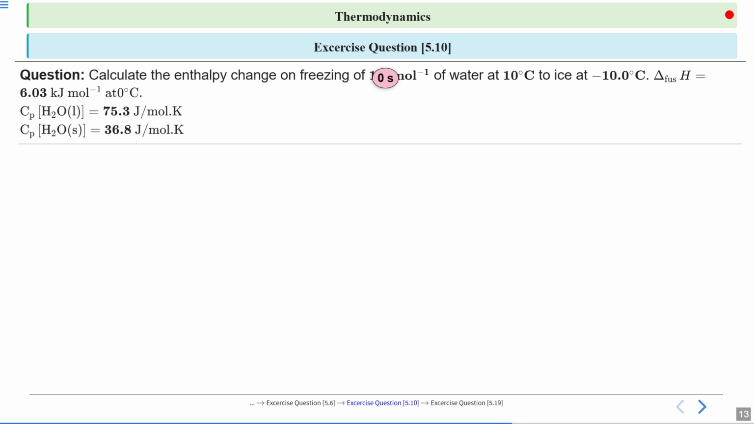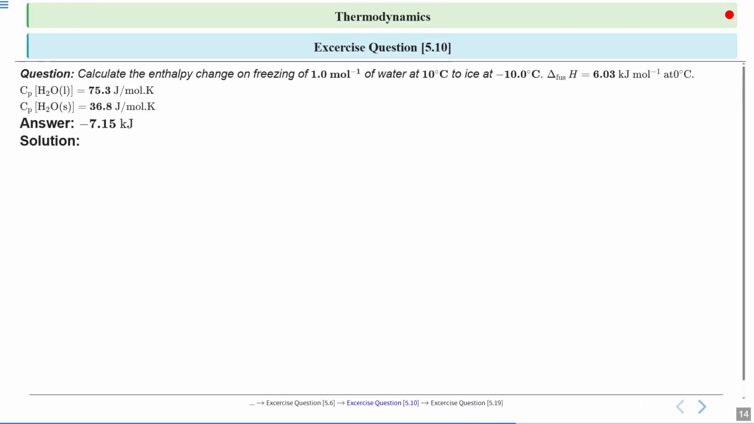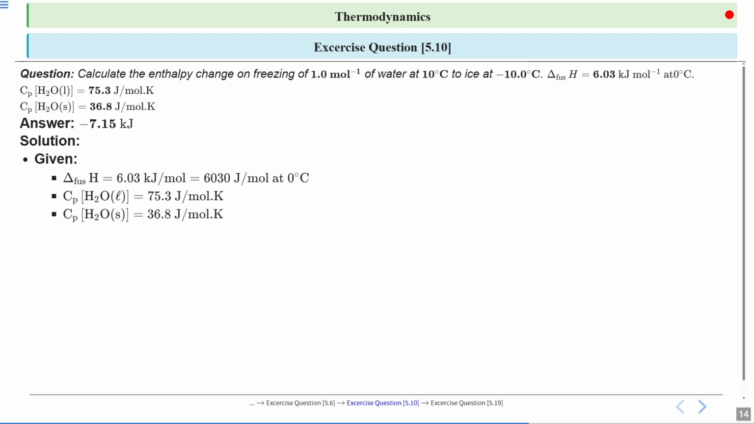Okay, your time is up. How will you solve it? For those who solved it, the correct answer will be minus 7.15 kilojoule. Now, what is given in the question? The enthalpy of fusion is given. I have converted it from kilojoule to joule by multiplying with a factor of 10 to the power 3. And the Cp for the liquid water is given. Then the Cp for the solid water, which is ice, is also given.